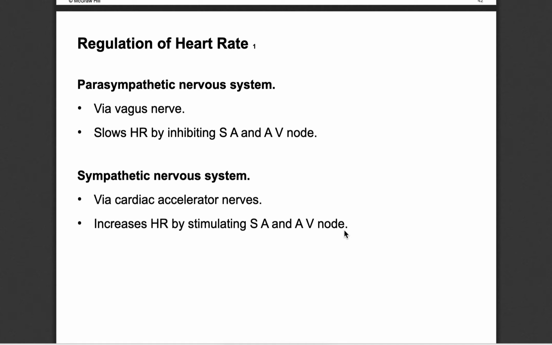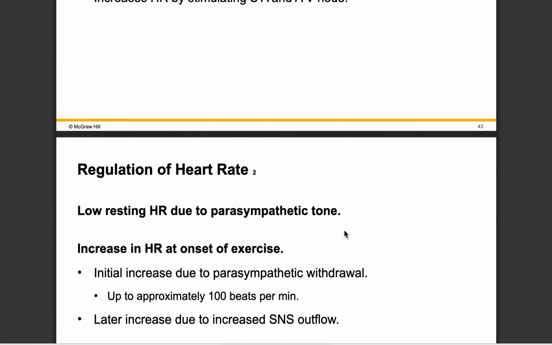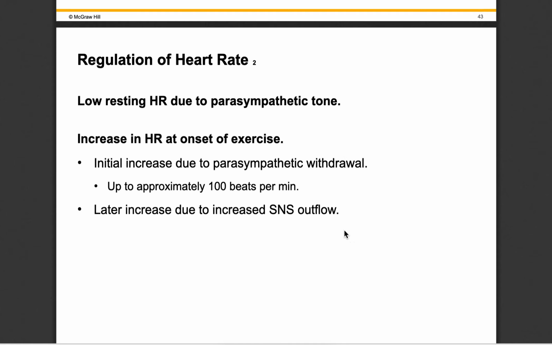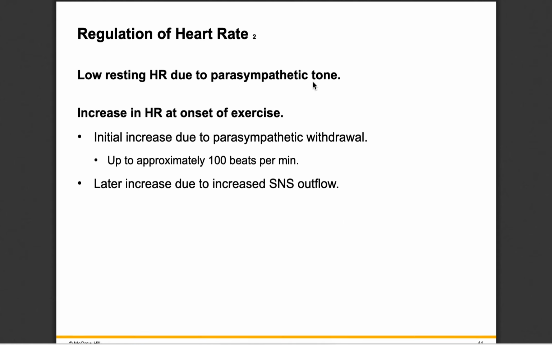Your sympathetic nervous system increases heart rate. There are some excitatory nerves that increase it, but we can also increase it through things like epinephrine or adrenaline that we've talked about before. This can increase heart rate as well and work in combination. And so with that, again, the lower heart rate at rest is due to that parasympathetic. Then as you start exercising, the initial increase in heart rate is just a withdrawal from that parasympathetic nerve until you get up to about 100 beats per minute.